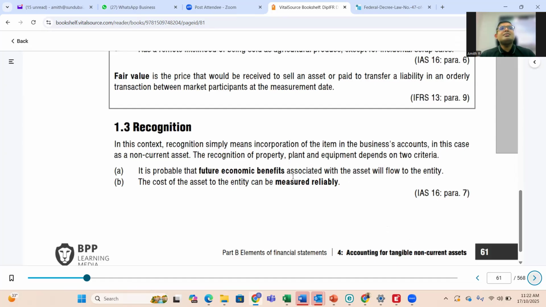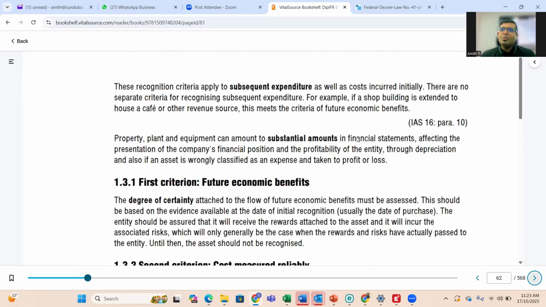So you have to recognize when it is probable that future economic benefits will flow, and also the cost of the asset can be measured reliably. Okay. Normally, what I do is I ask this question in every interview.